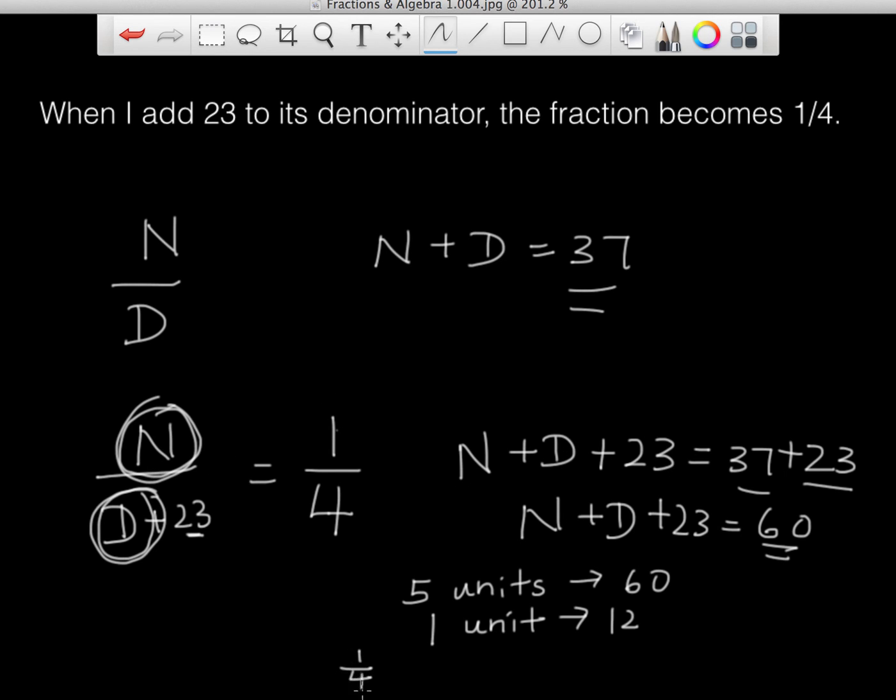Which means that this 1/4 would be the same as 12 over 48. See, 12 plus 48 will give you 60. But 12 over 48 is not the answer, because you must remember that we have added 23 to the denominator. So what is the answer? The original fraction that we were thinking of is 12 over 48 minus the 23 which we have added to the denominator, which is 12 over 25. So the answer is 12 over 25.